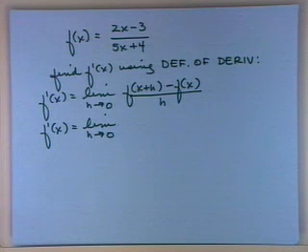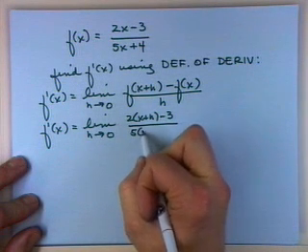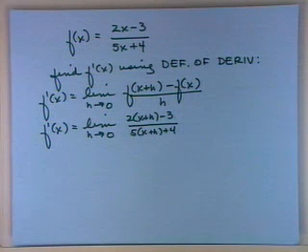Okay, tell me what to write down. What is this function at x plus h? 2 times x plus h minus 3, over 5 times x plus h plus 4. Okay, everywhere there's an x, put in an x plus h. That's right. There's the function at x plus h, Tiffany.